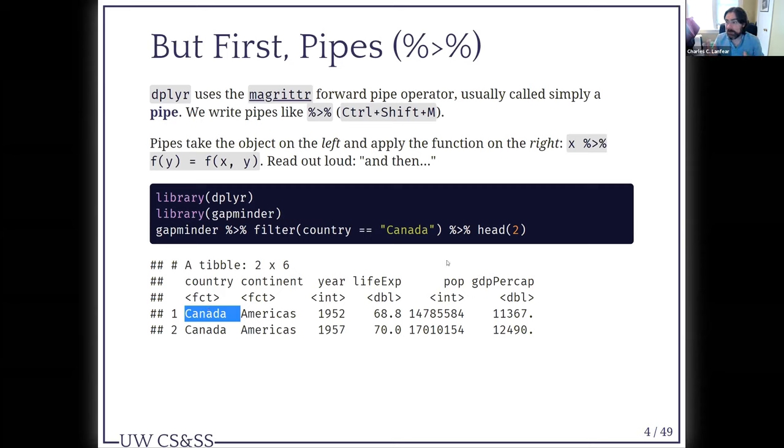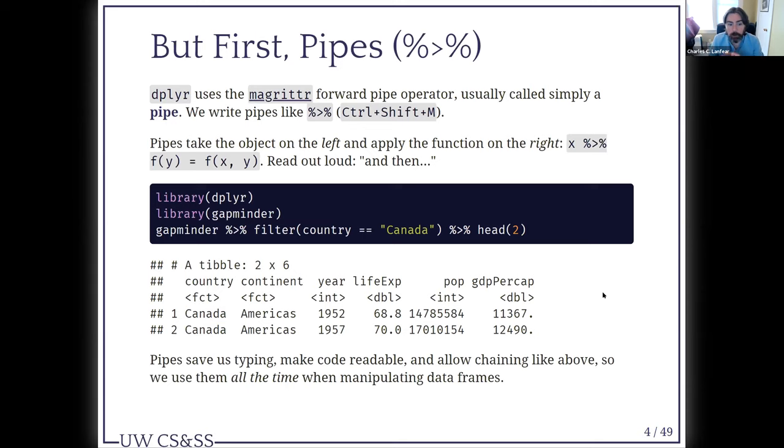This is really nice, right? We're reading left to right, and the operations happen in the sequence we read them left to right. So pipes are nice because they save us some typing. Instead of doing things like having to say Gapminder $country in here using the base filter version, we just send the data into here and then give an operation.